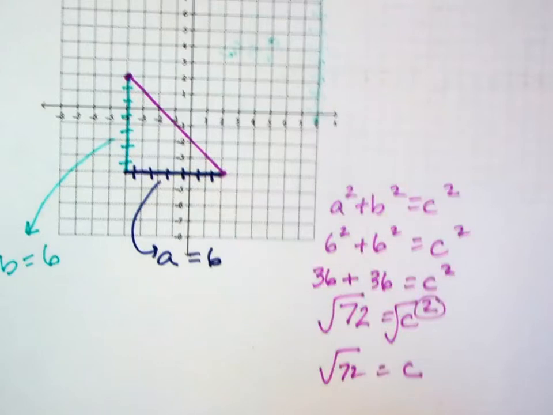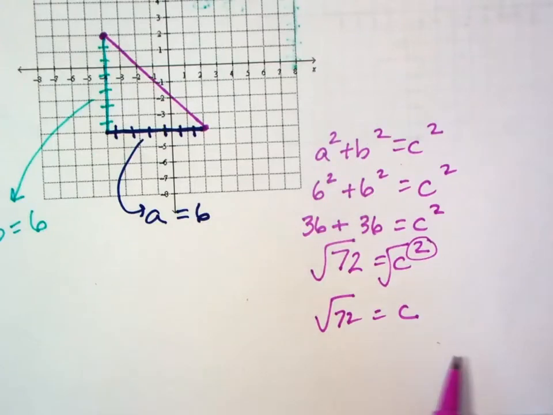Okay. Now, some of the homework asks you to round these to the nearest tenth. You don't need to worry about that really, but if you wanted to round that to the tenth, then you would just put the square root of 72 on your calculator, and that would be fine.